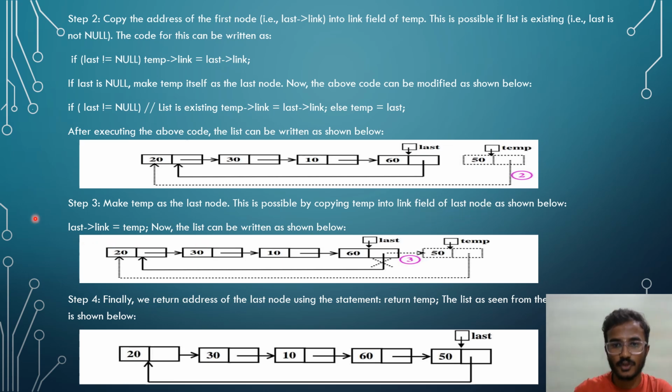Last link is equal to temp. Now the list can be written as shown below. We have to make this temp node as the last node. This can be done by copying this temp into link field of the last node. Finally, at step 4, we return the address of the last node using the statement return temp. The list as seen from the code is shown below. Here the new node temp is inserted at the rear end of the circular singly list, and it is considered as the last node.